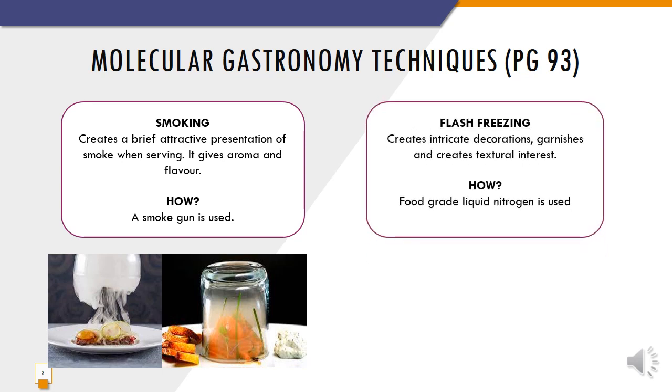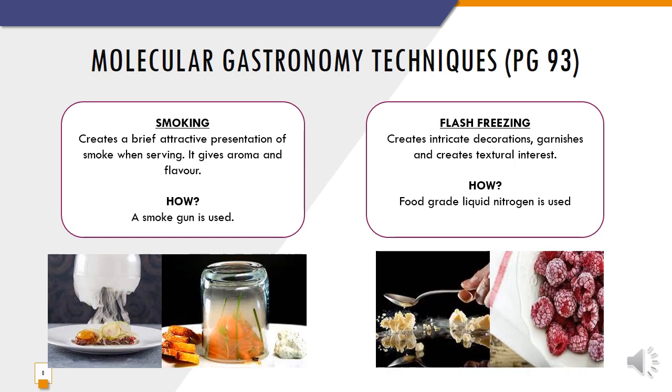The last technique is flash freezing. These create intricate decorations, garnishes, and create textural interest. It is done by using food-grade liquid nitrogen. Here you can see that raspberries have been steeped in liquid nitrogen as well as cheese. And if you use a spoon, it will actually shatter into pieces. So that gives quite a nice cold temperature to the desserts as well as a nice texture to the dessert or dish that it is used in.